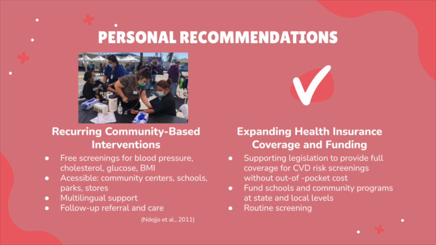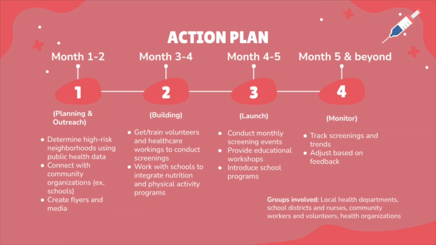Making routine screenings a standard part of care regardless of income or insurance status can help identify risk early and reduce long-term costs. This slide outlines my 4-phase action plan for implementing community-based cardiovascular screenings and health education. In months 1 and 2, the focus is on planning and outreach. This means identifying high-risk neighborhoods using public health data, building connections with schools and community organizations, and creating flyers and multilingual materials to spread awareness.